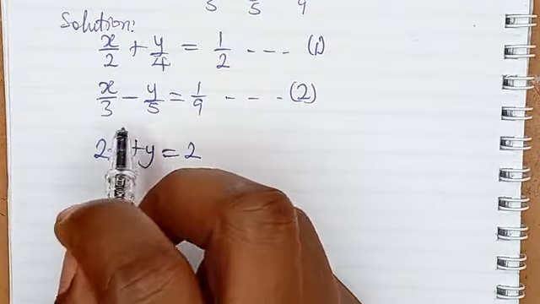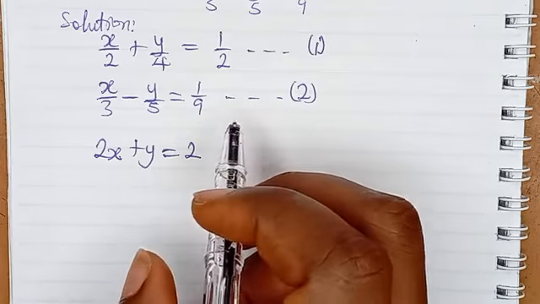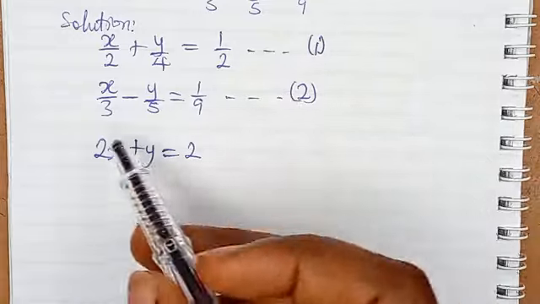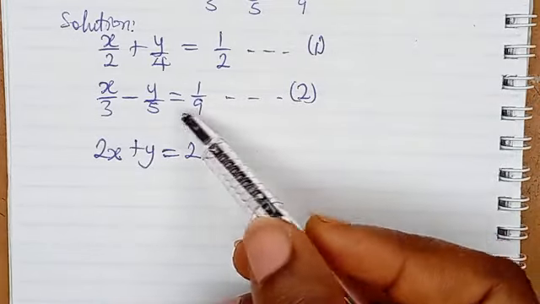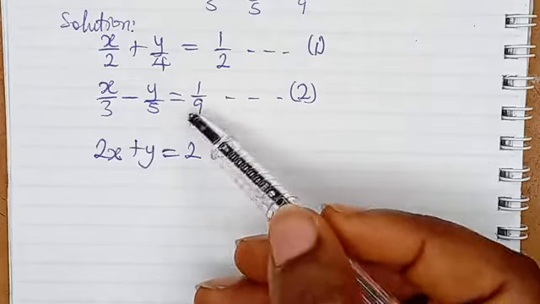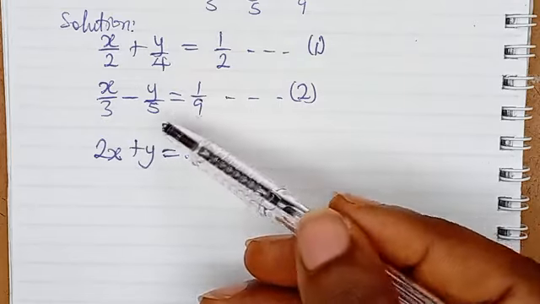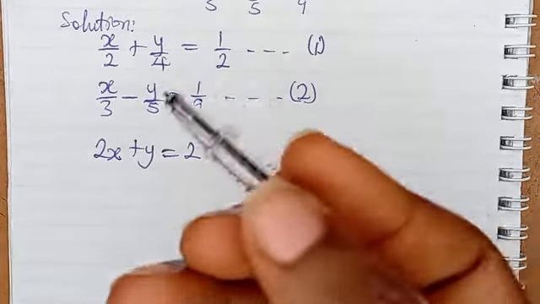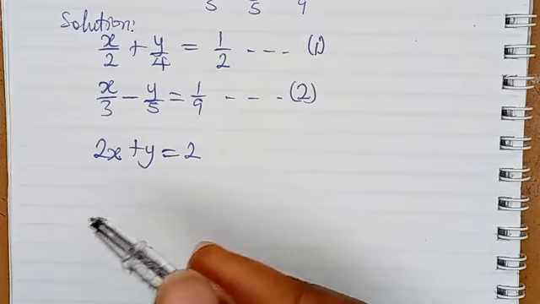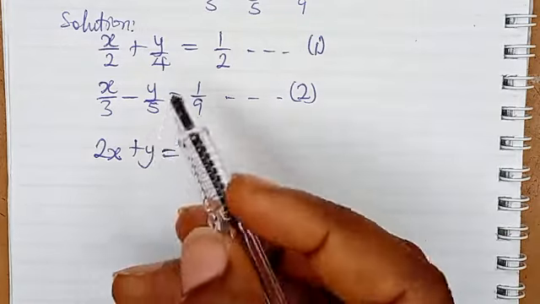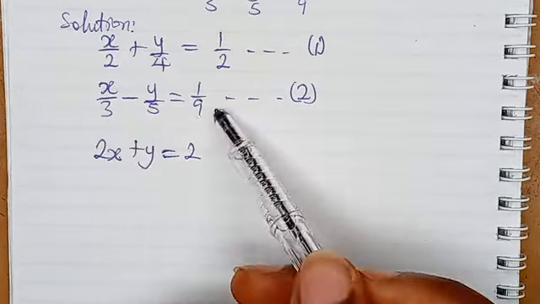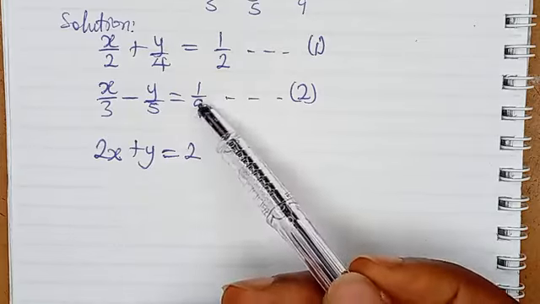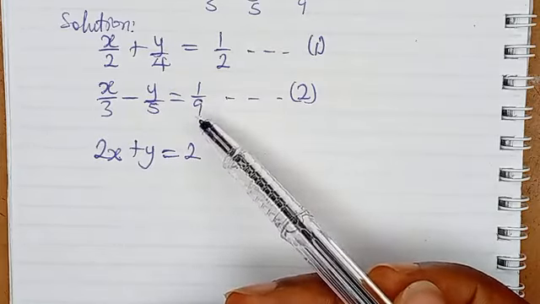Okay, so for the second one, we're going to look for the denominator. Looking at this, 3 and 9, 9 is the LCM of 3 and 9. So we are just looking at 5 and 9. Their LCM is 45. Or you can work it out on a rough sheet. So the LCM of these denominators is 45. So we're going to multiply every single term in this second equation by 45.